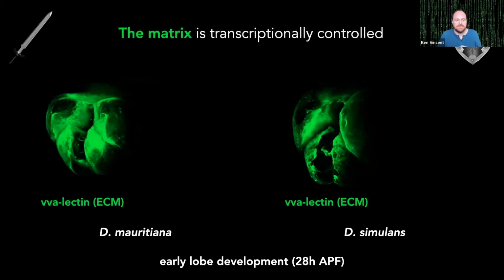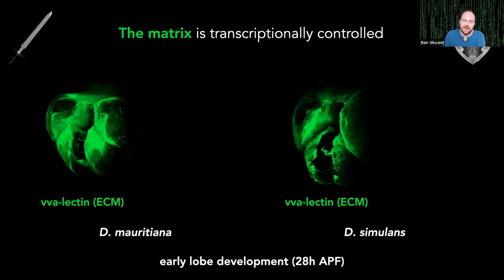So at this point, it seems like the matrix as a whole is associated with the developing lobe and looks pretty different in these species. But I wanted to know if I can pin any of these differences to changes in the gene expression of specific matrix components. And the gene that I started with is dumpy because it seems so important for lobe development.